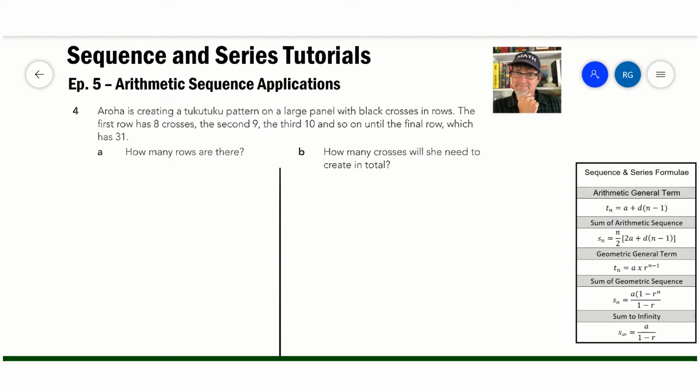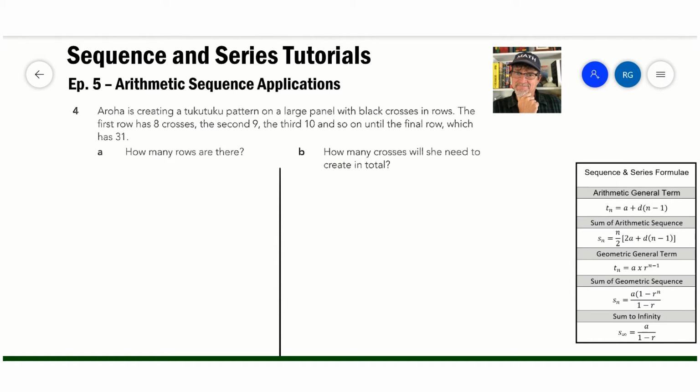Okay, we're talking about sequence and series. Moving on to some applications. I'm looking at number 4, which is on page 17. Arawa is creating a tuku-tuku pattern on a large panel with black crosses in rows.